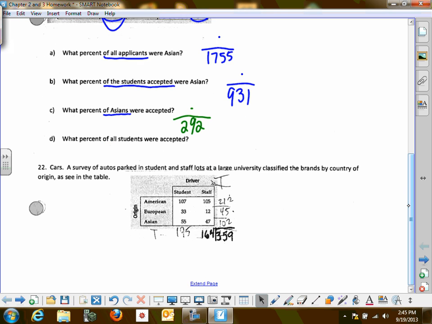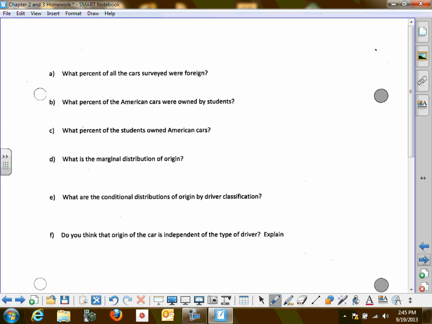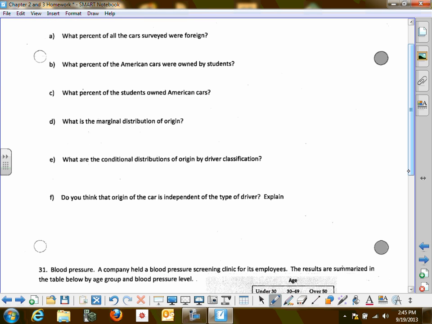Next, this is car origin versus the type of driver, students and staff. So I wonder, I think this would be cool to go out there and collect data and see if there's a relationship between the type of car and if you're a student versus staff. So we should do that. Okay, field trip.